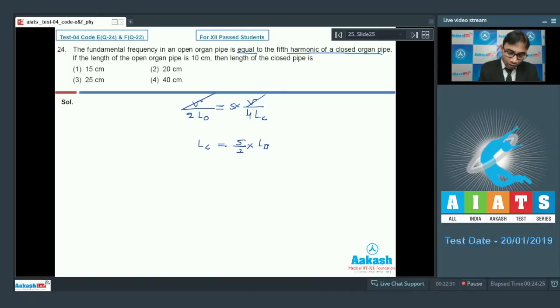Now what is given? It is given that the length of the open organ pipe is 10 centimeter, and we have to calculate the length of the closed pipe. So that means 5 by 2 into 10, and that will give you 25 centimeter. So my option number 3 will be the correct choice. Now let's move to question number 25.